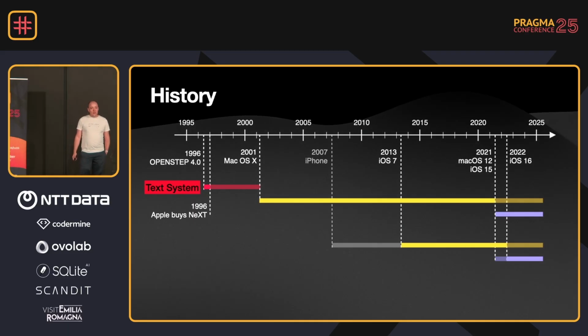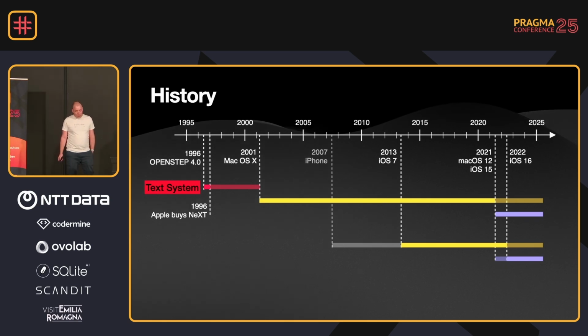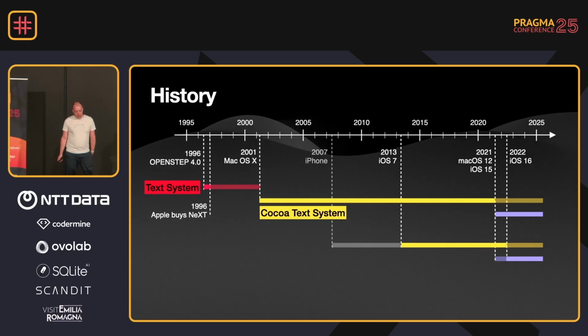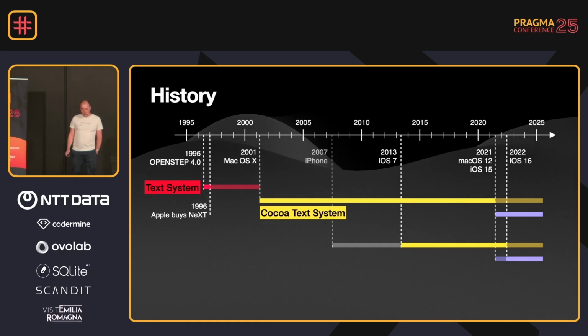And only half a year later, Apple bought NeXT and brought NeXT more or less to an end. So it went underground for a while. And in 2001 it was released as part of macOS 10 under the name the Cocoa text system. It served as the base of all text input, all controls, everywhere you type.